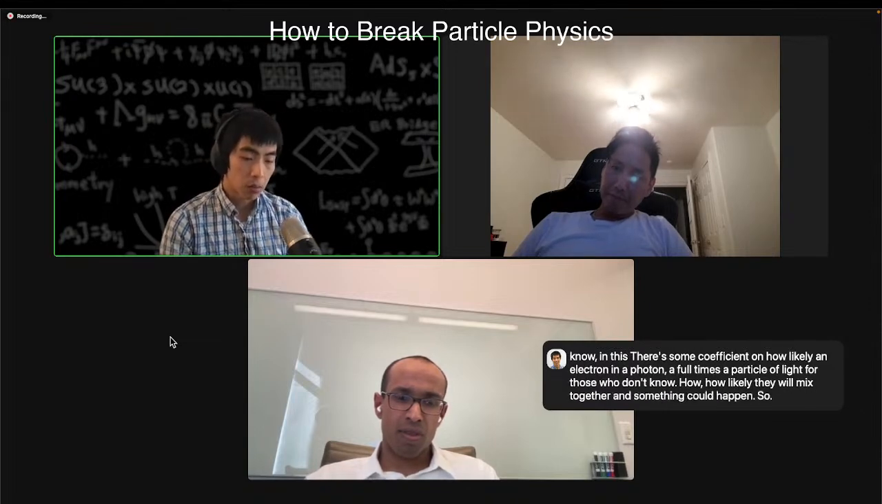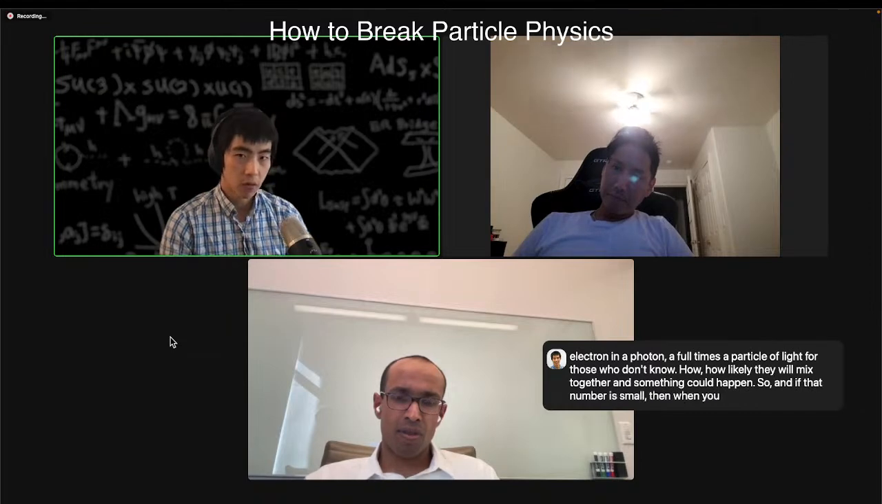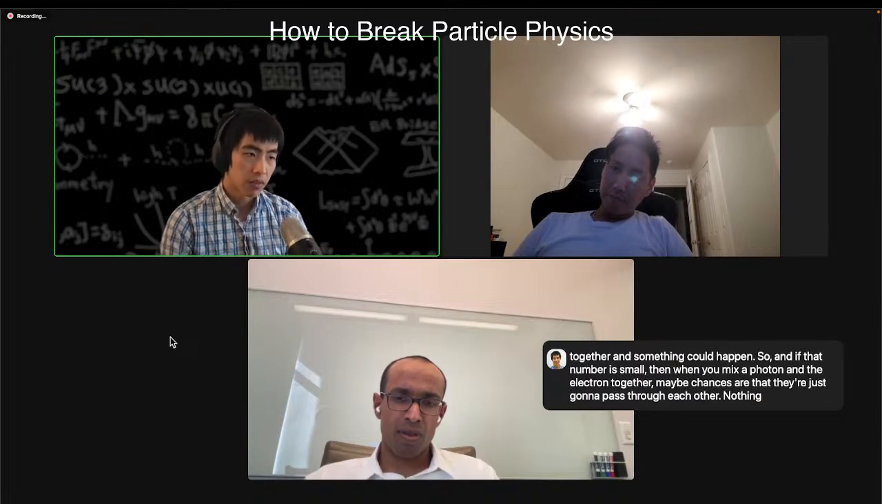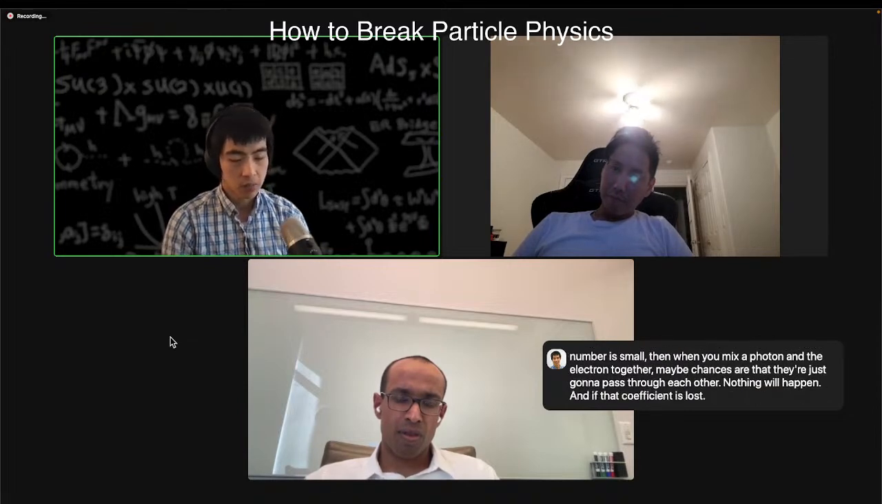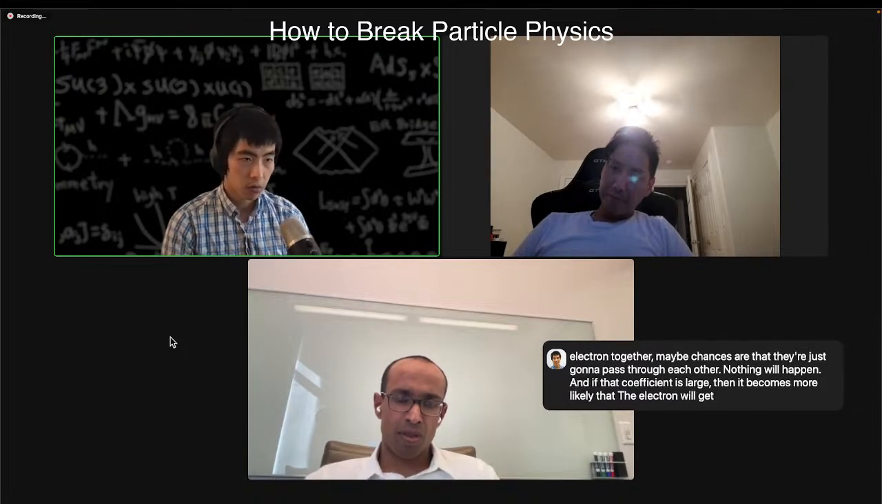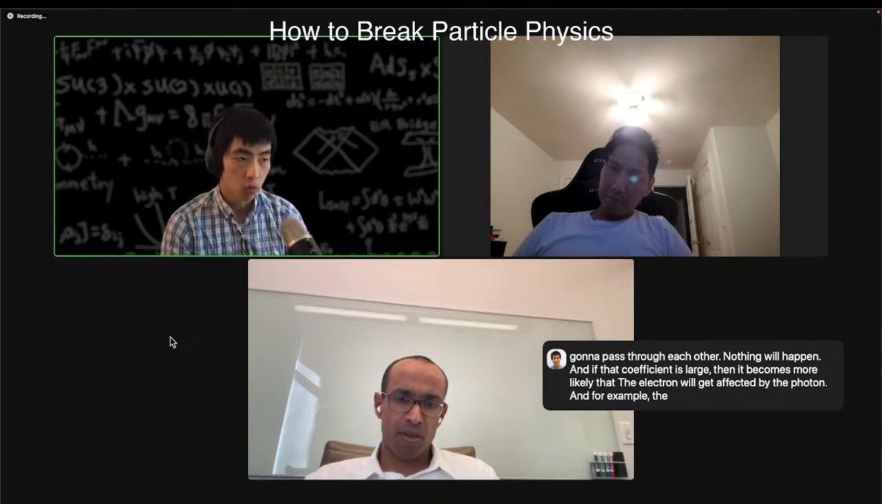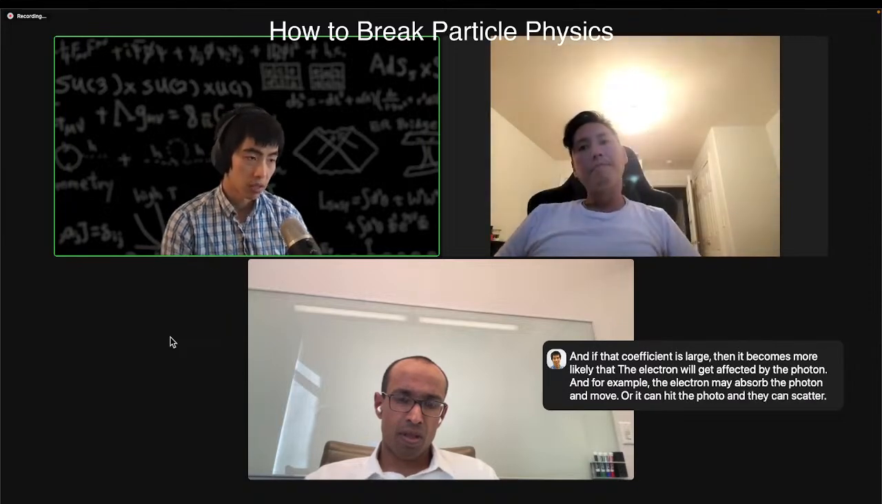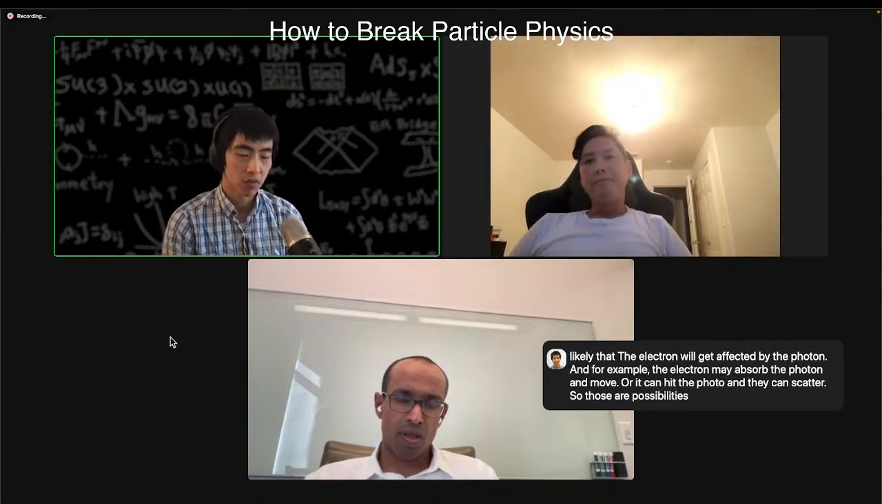If that number is small, then when you mix a photon and electron together, chances are they're just going to pass through each other. Nothing will happen. And if that coefficient is large, then it becomes more likely that the electron will get affected by the photon. For example, the electron might absorb the photon and move, or it can hit the photon and they can scatter. So those are possibilities. The coefficient governs that.